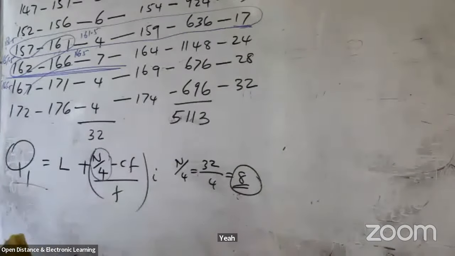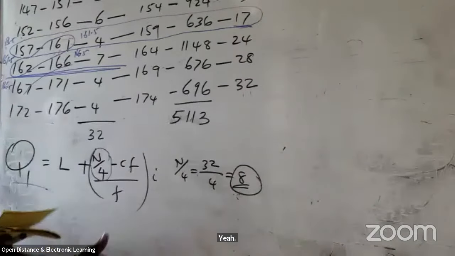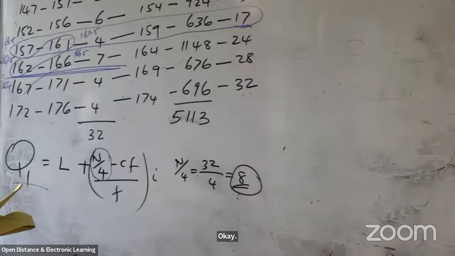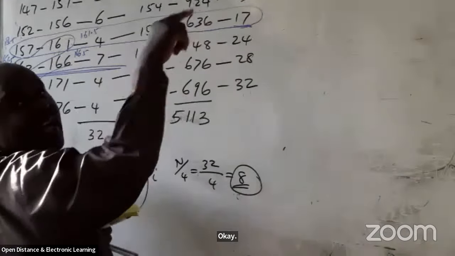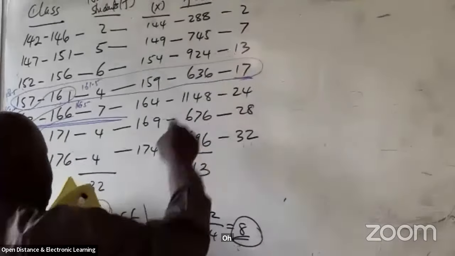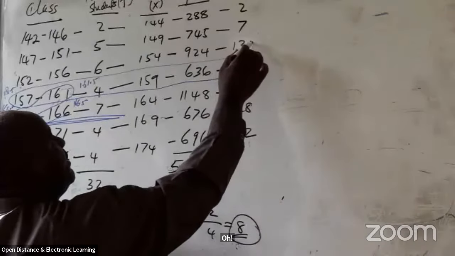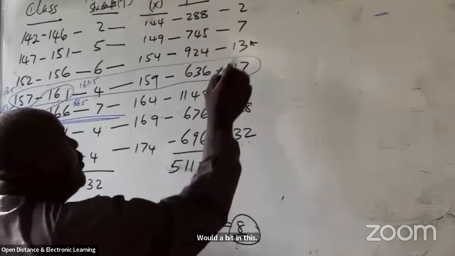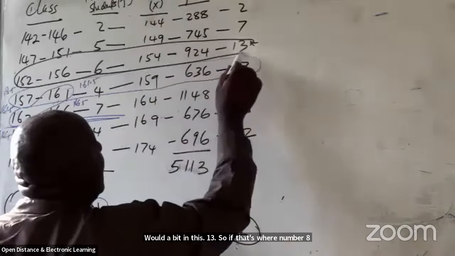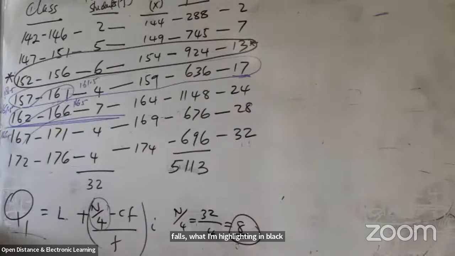So my position is the 8th item. I go back to my table. The cumulative frequency, where is number 8? Up to here of 7, up to here of 13. And therefore, number 8 will be in this 13. So if that's where number 8 falls, what I'm highlighting in black, this is now where my number 8 will fall.